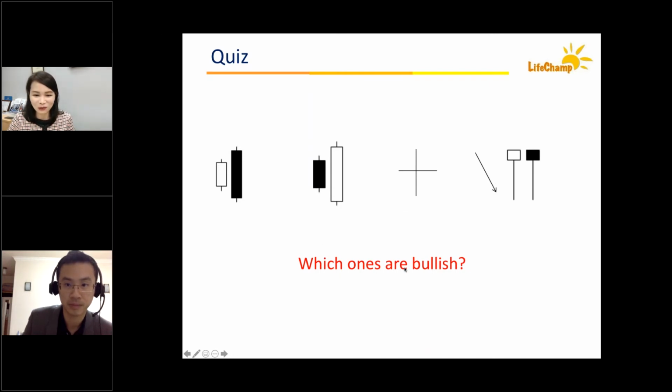So which ones are bullish? Which ones are bullish? Okay, so if you look at it, this is number 1, number 2, number 3, and number 4. You have 1, 2, 3, 4. You can give me more than one answer. See who can type the right answer. Are we seeing people typing the answer there? Yeah, there are more answers than my eyes can keep up with.